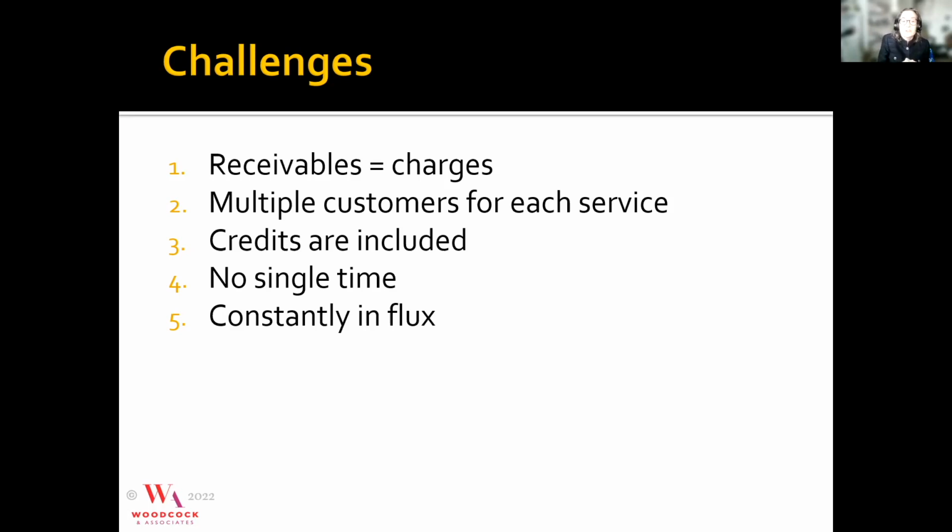So the second challenge is that in healthcare, we have multiple customers for each service. So we typically have an insurance, sometimes we have 2, a primary and a secondary, sometimes even 3, a tertiary policy. And then oftentimes we also have patient financial responsibility. Credits are included, the most common credit being a copayment that's collected at the point of service.